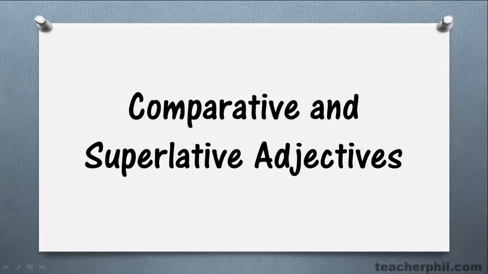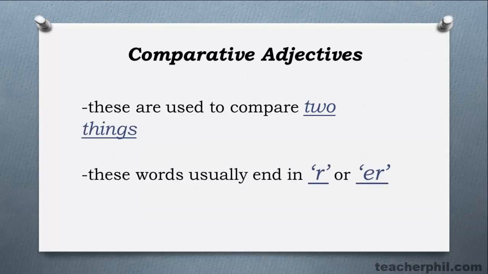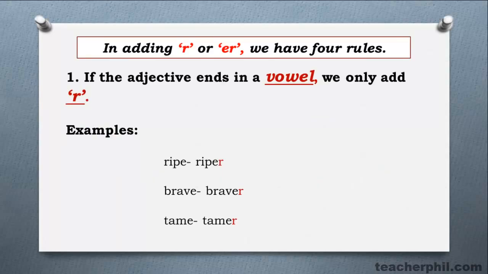Comparative and superlative adjectives. Comparative adjectives are used to compare two things. These words usually end in R or ER. In adding R or ER, we have 4 rules. Number 1, if the adjective ends in a vowel, we only add R.